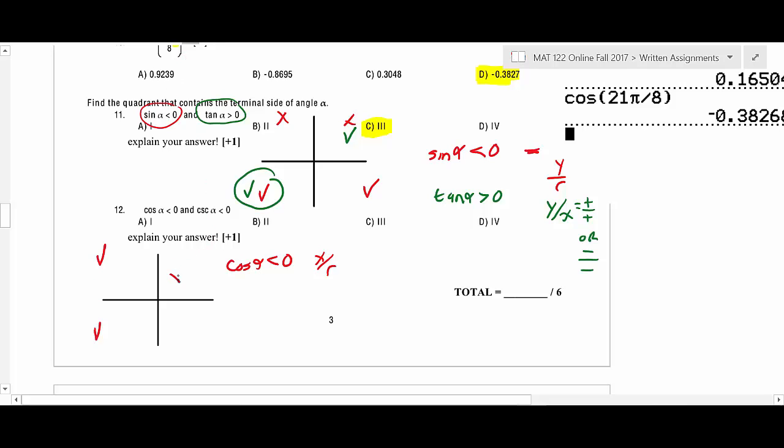So that means you can't be here and you can't be here. I've already narrowed it down to a 50-50 chance. Okay, so we got that. Okay, next thing is the cosecant being less than 0.